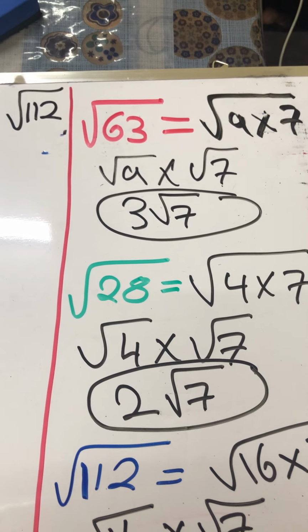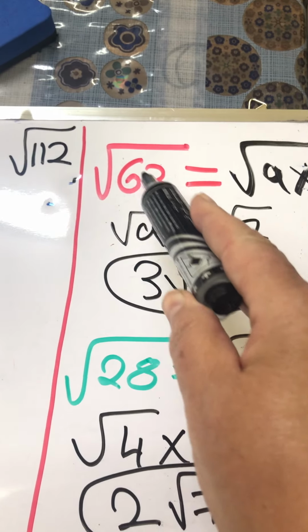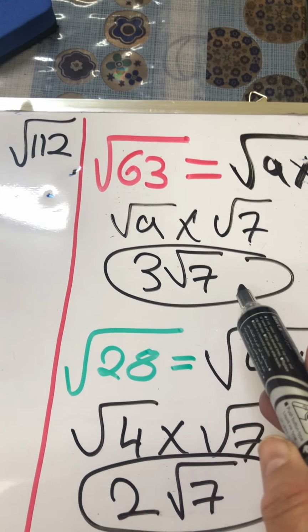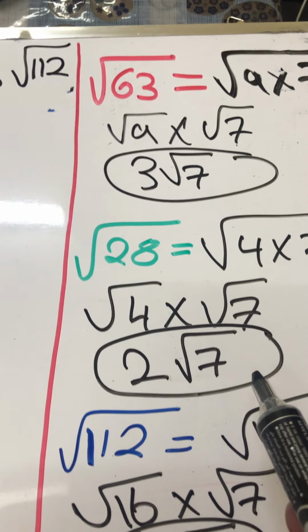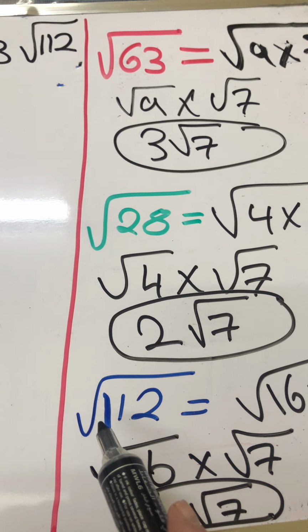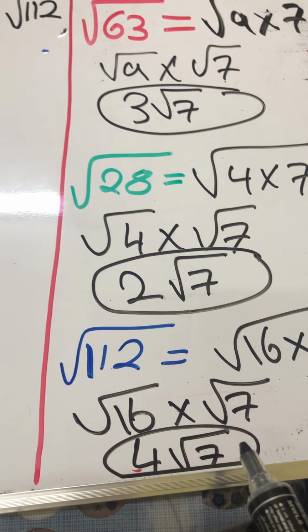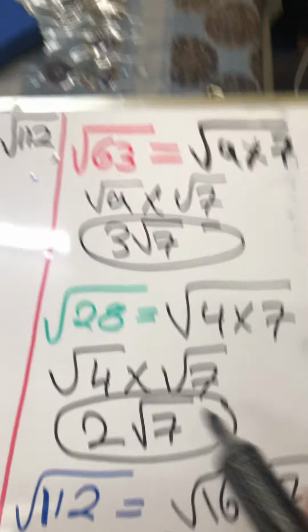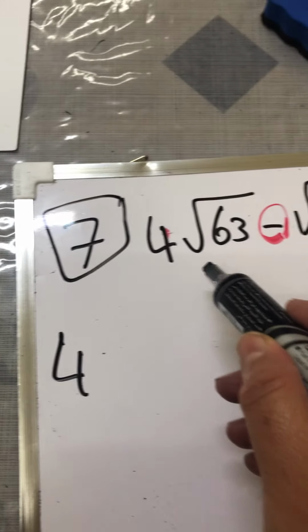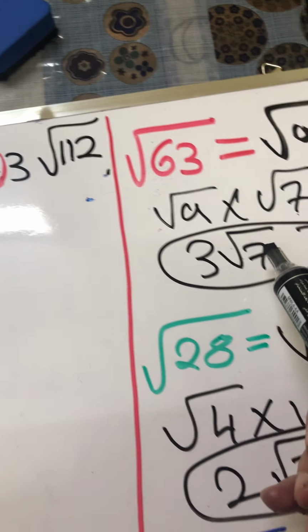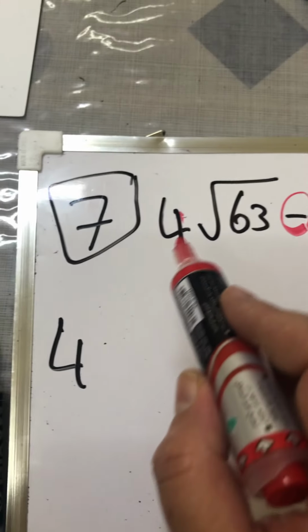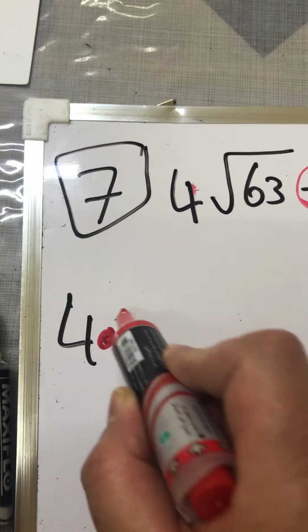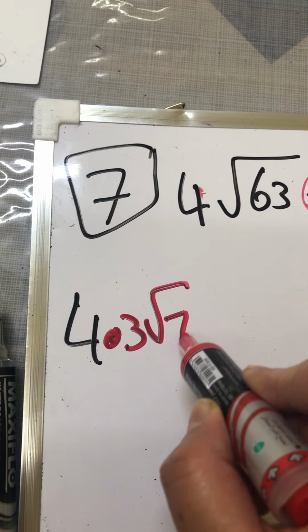Okay, so take care. The simplification of square root 63 is 3 square root of 7. Simplification of 28 under square root is 2 square root of 7. Simplification of square root 112 is 4 square root of 7. Okay, let's rewrite the problem again. I have 4 multiply the square root of 63. Square root of 63 is 3 square root of 7. So I'll take this 4 multiply 3 square root of 7.